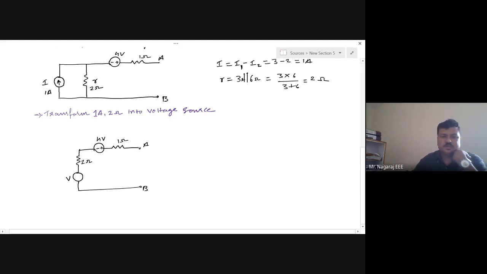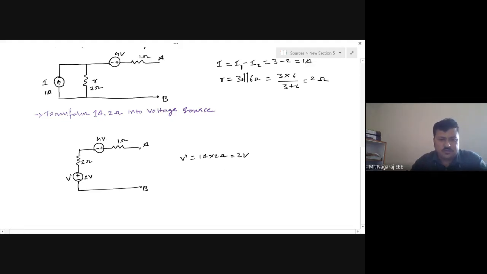Then let this be V dash. So V dash is equal to 1 amp into 2 ohms, which is equal to 2 volts. Now this is 2 volts. What is the direction of this voltage source? Current source is upward, so the positive sign will come upward, negative sign will come downwards.